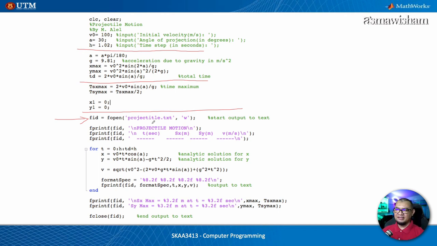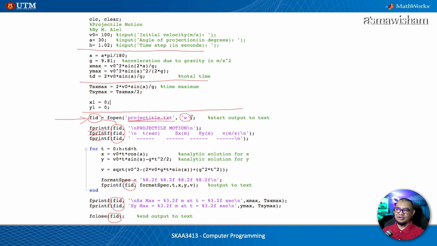So what happened in here is, for any output, you see, the permission is W. This FID is related to all of this FID. You have another FID, FID, FID. So what I can say now, anything related with the fprintf, you just add a few lines in here, type FID, to show that any output from the command window will now be displayed inside this text file.